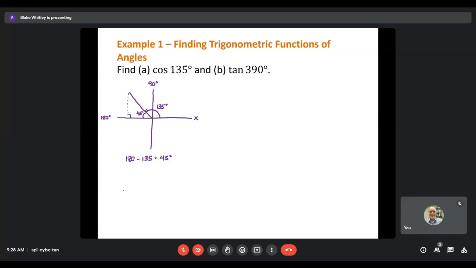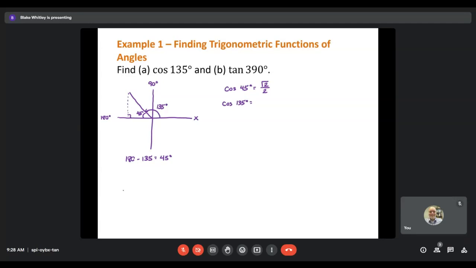So now I should be able to find my trig ratios for that triangle. And so if you remember, cosine of 45 degrees from the chart in the previous section should be square root of 2 over 2. Now, that's not what we wanted to find. We wanted to find cosine of 135 degrees.